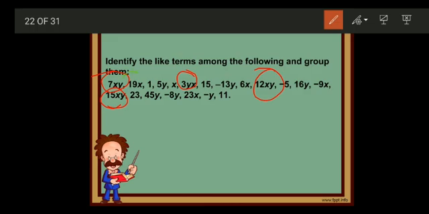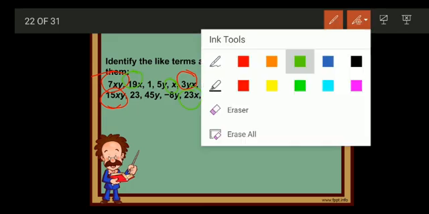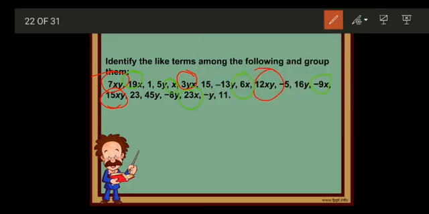Next we will take 19x. In 19x we have x as a variable factor. Now we have to look for terms having x as a variable factor. Okay. So see here, 1 doesn't have x, 5y no, x, right, x, 15, minus 13y, 6x. So in 6x we have x as a variable. Then minus 9x, 23x. Okay. These are one set of like terms.